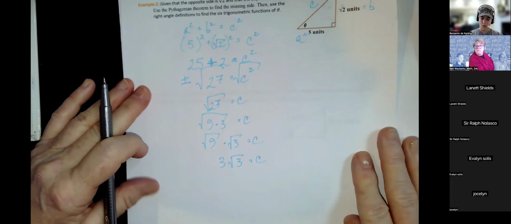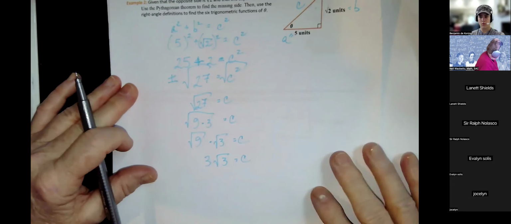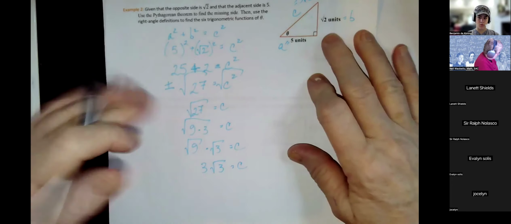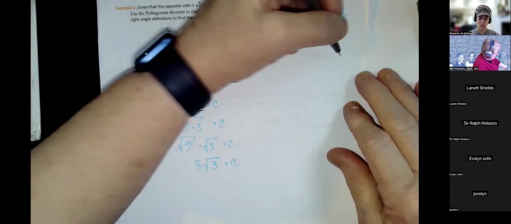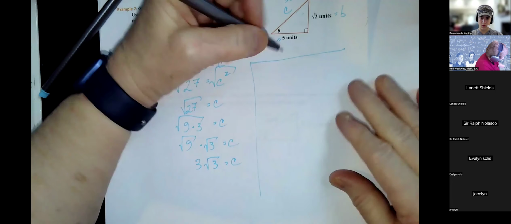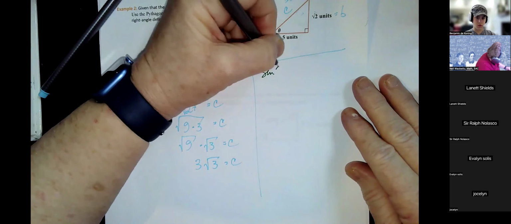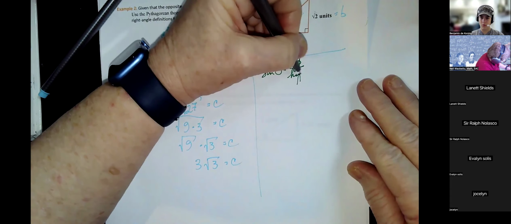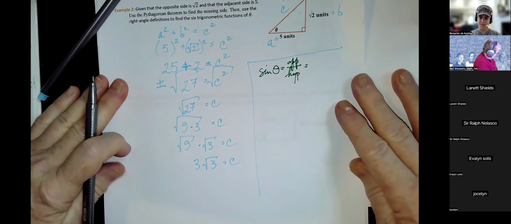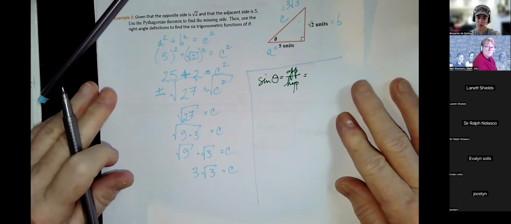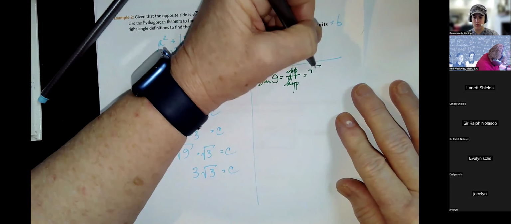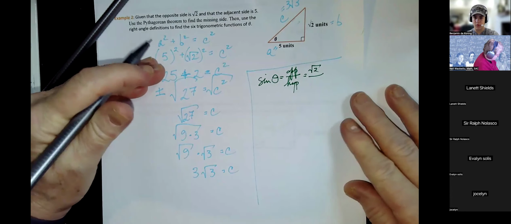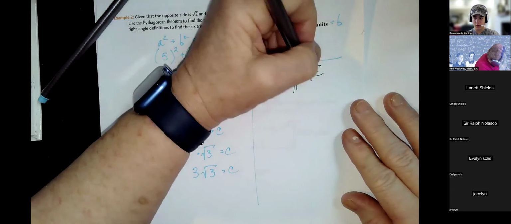What's our time? Oh, we have 3 minutes. Okay, so we've got 3 square root of 3, and we can start writing down the trig function. So let's see. We know that sine of theta is opposite over hypotenuse. And what was the opposite? Square root of 2. And the hypotenuse, 3 square root of 3.